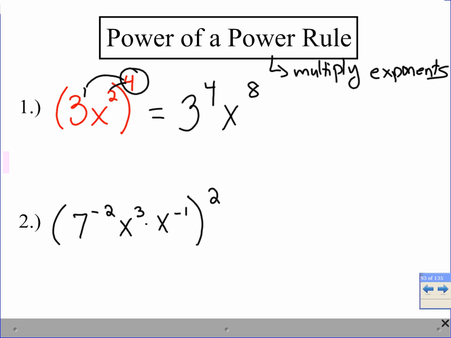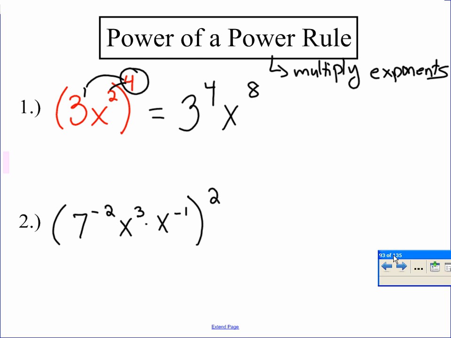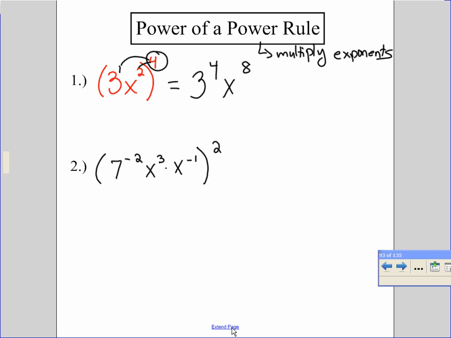Okay, write down number 2. 7 to the negative 2nd, x to the 3rd, x to the negative 1st, all to the 2nd power. Oh, I'm going to give you some hard homework. So yes, Jeremy, it's not going to be as easy as yesterday's homework. Oh, man. Well, it's pretty easy, but you guys are ready for a challenge. You had a little break yesterday. All right, well, I'm going to tell you you're ready.